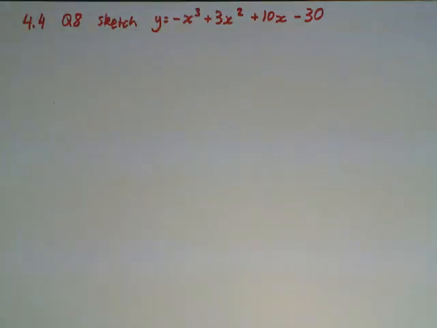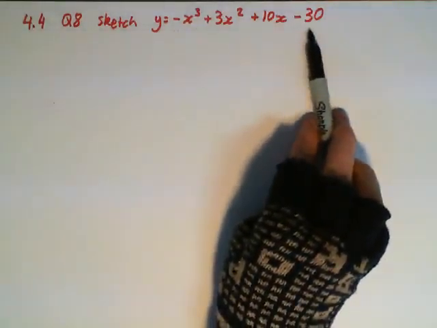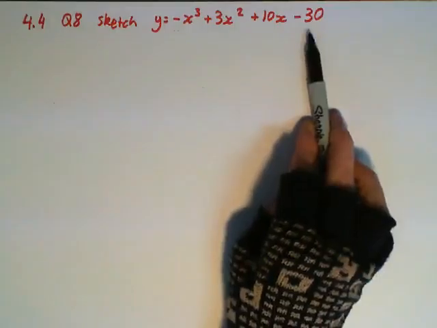Okay, in this video I'm just going to go over some questions from chapter 4.4. So just looking at question 8 from 4.4, it says sketch the graph of y equals minus x cubed plus 3x squared plus 10x take 30. It asks us to sketch that without attempting to obtain any turning points that do not lie on the coordinate axes. Okay, so to start off, it's not so easy at this stage to sketch this without doing some work first.